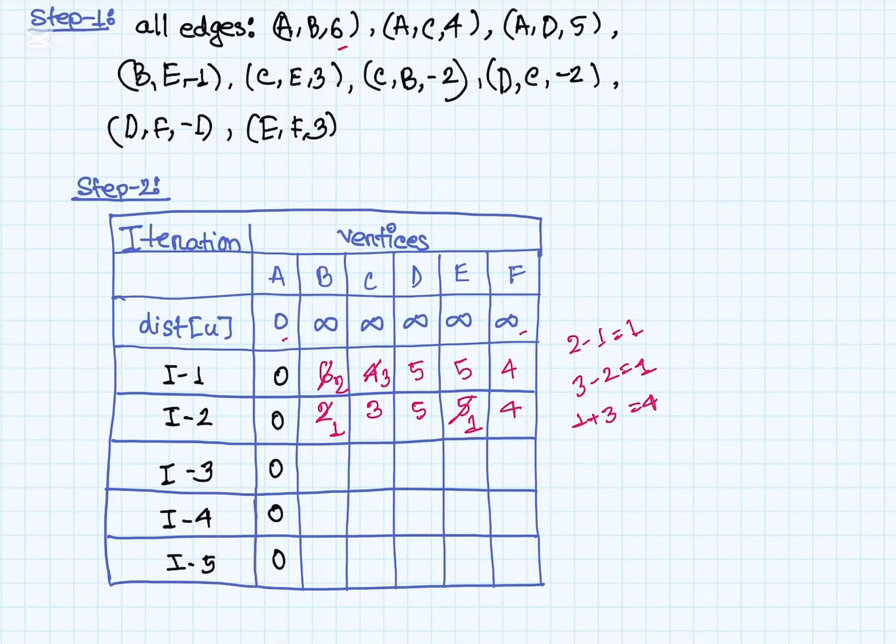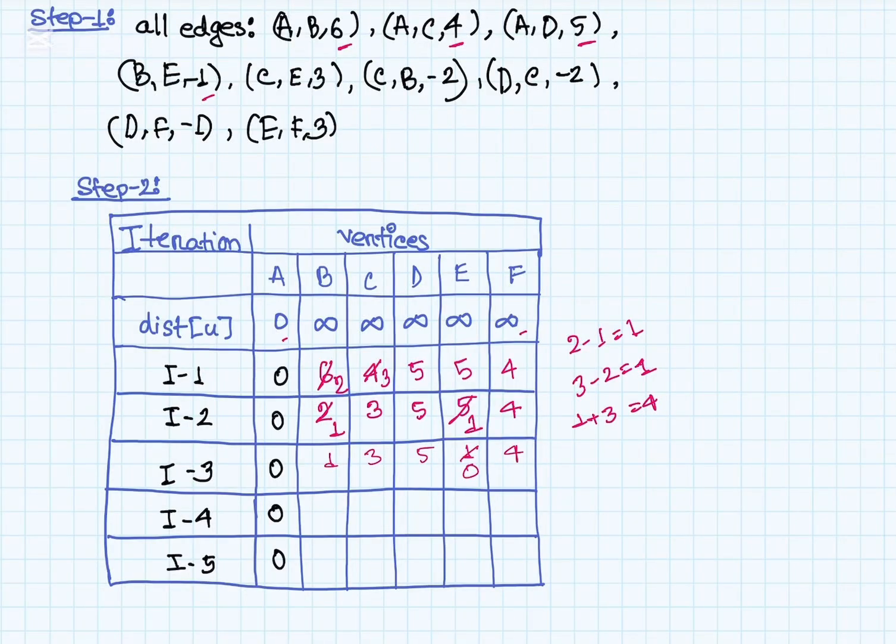Let's start the iteration 3. A to B 6, no changes. A to C 4, no changes. A to D is 5, again no changes. B to E is minus 1. 1 minus 1 is 0, so we will change the value of E from 1 to 0.